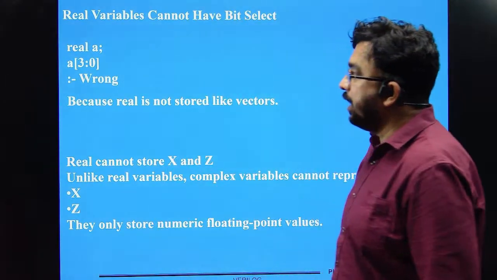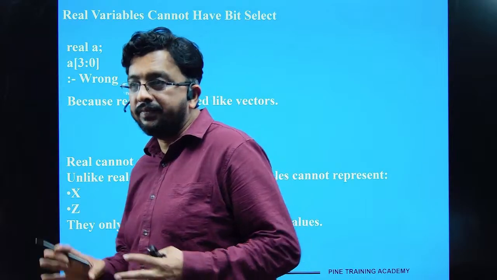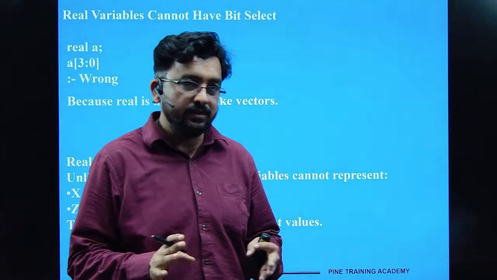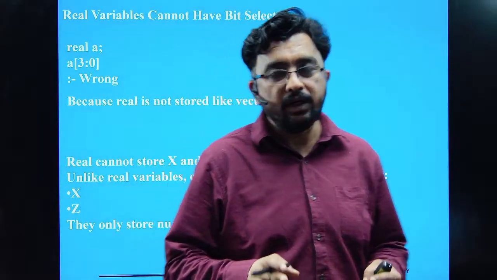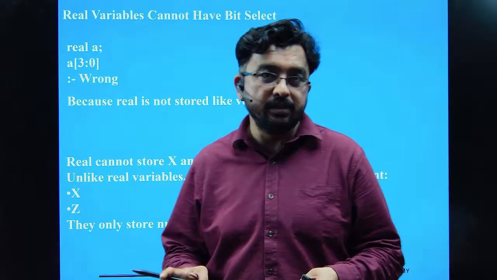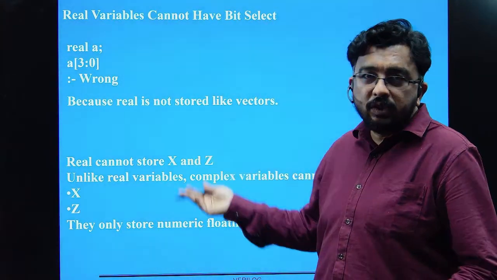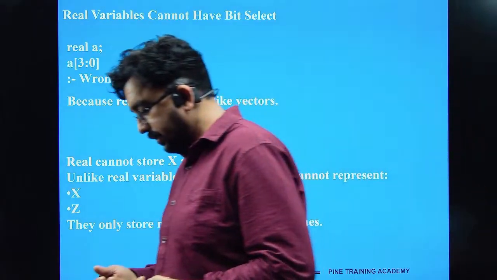Again, real values cannot be used as a vector. Real values cannot be used as a vector, like 3 down to 0 or 0 to 3. It cannot be used as a bit select or part select, both. Because it is not used like a vector, because it already has some range, right?